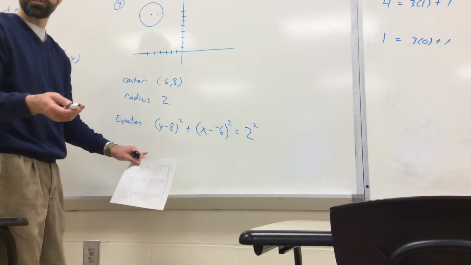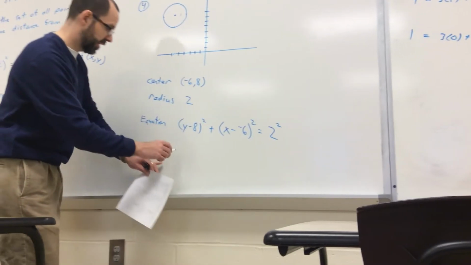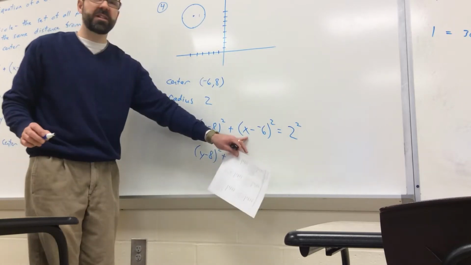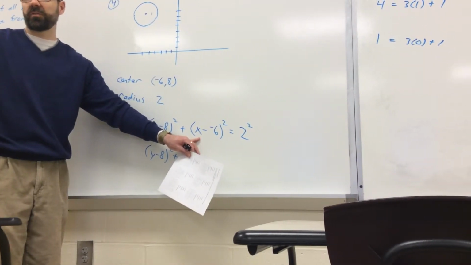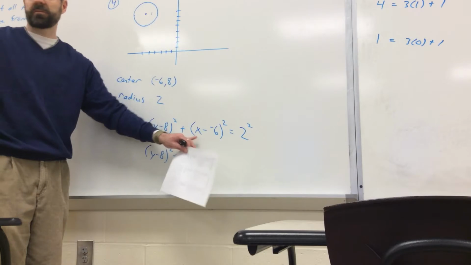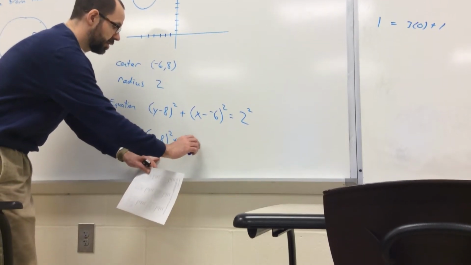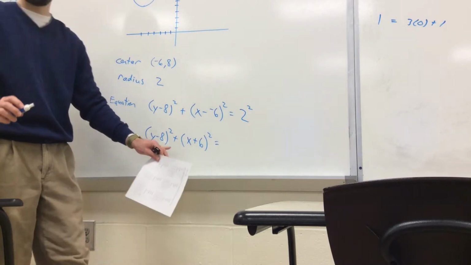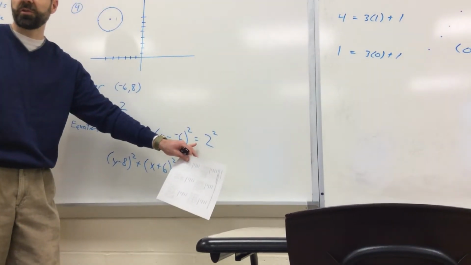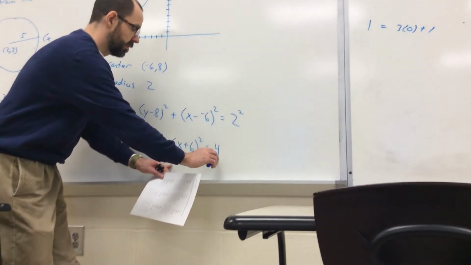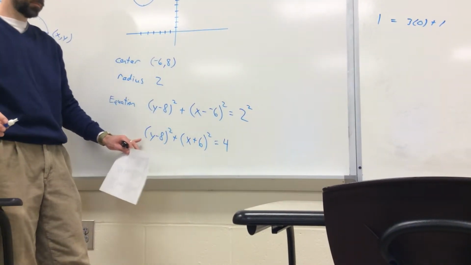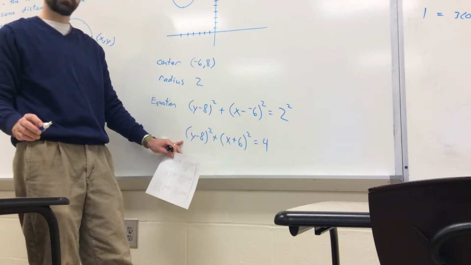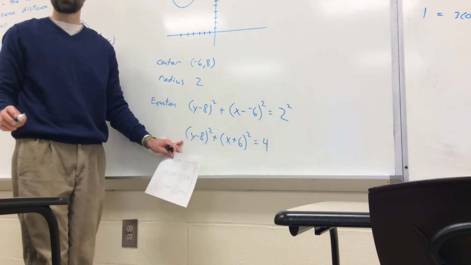And then I would probably go one step further from that. This is fine. I don't really like writing minus a negative, so minus a negative is the same as plus. And then 2 squared means 2 times 2, which is 4. Everybody okay?